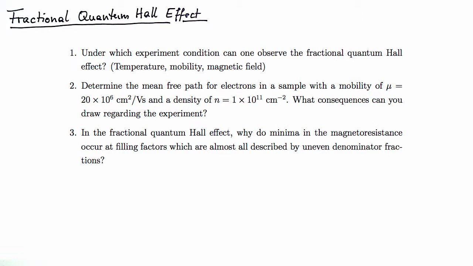The third question that needs to be answered in this exercise is the question, why minima in magnetoresistance occur at uneven denominator fraction filling factors.